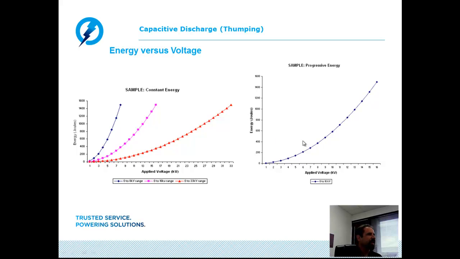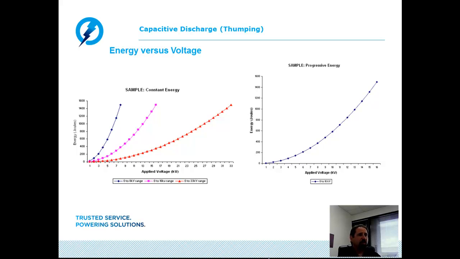thumping voltage. A progressive energy thumper is in essence a thumper that is designed with a single fixed capacitor. You have no control over the capacitance. The manufacturer sets it up where, I believe in this particular example, it was a 12 microfarad capacitor. So based on a 12 microfarad capacitor, a thumping voltage from 1 to 16,000 volts, this would be my energy discharge curve. In order to get to the higher energy levels, I can only accomplish this by going to higher and higher voltage levels.